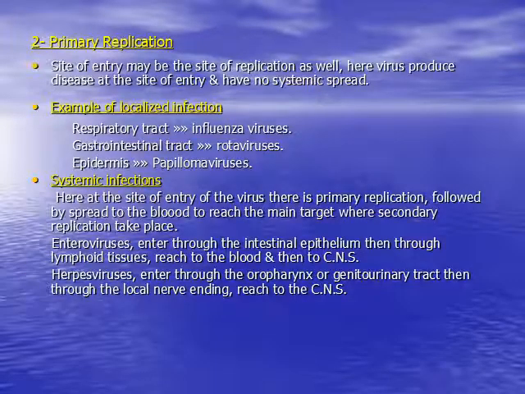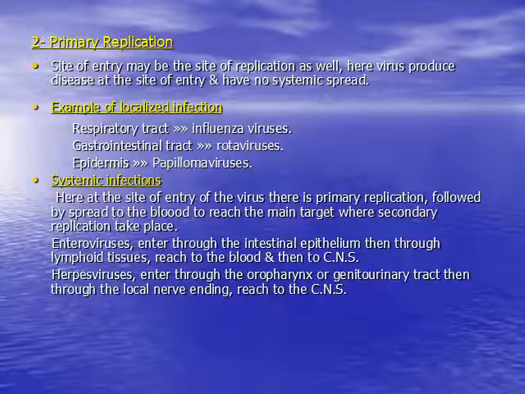The second process in the pathogenesis of viral infection is primary replication. Usually, the site of entry of the virus is the site of replication as well. Here, the virus produces disease at the site of entry and has no systemic spread. An example of a localized viral infection in the respiratory tract is influenza virus, in the gastrointestinal tract is rotavirus, and in the epidermis, a good example is the papilloma viruses.